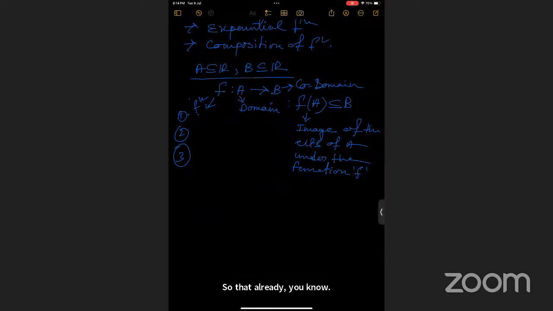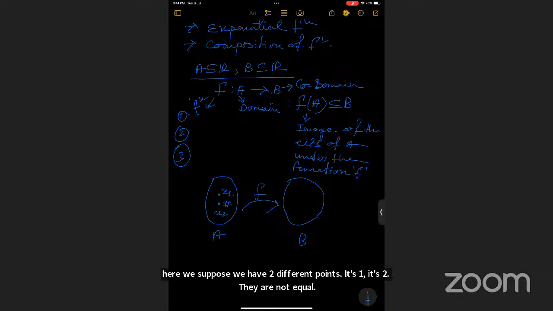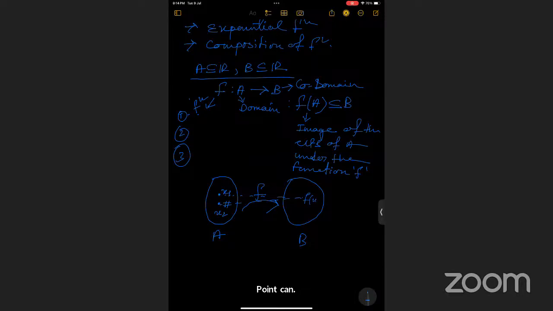If we have a function, this is our domain, this is our codomain. So from A to B, we have a function f. Here we suppose we have two different points, x1 and x2, they are not equal. So two different points can go to the same point, right?